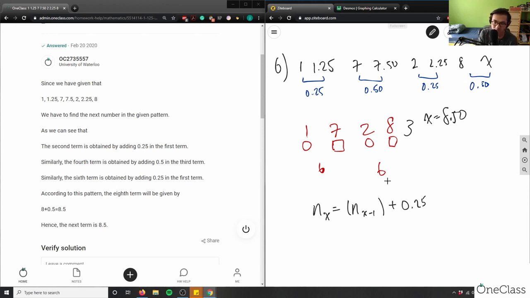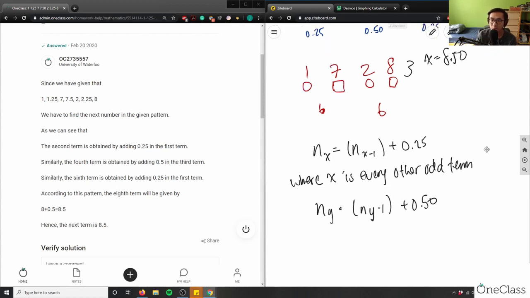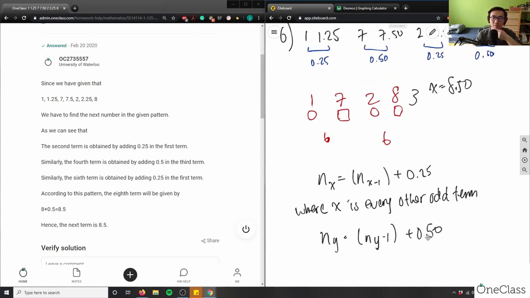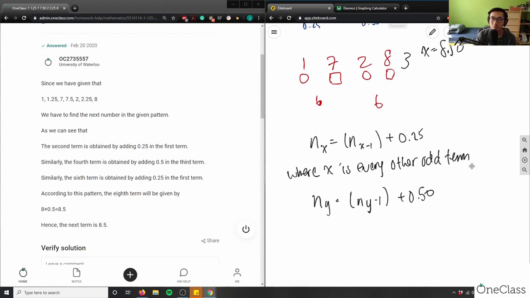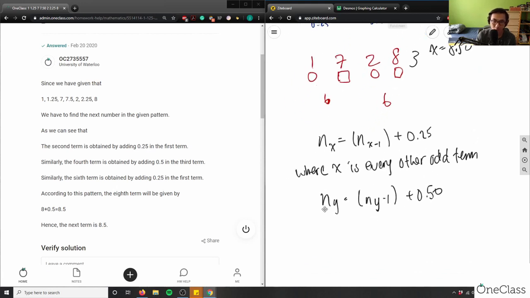So this here I have to state where x is every other odd term. And then I can write another statement that says n at y would equal n at y minus 1 plus 0.50, because that's the difference between here and here, right? This here would equal the previous value, which is this one, plus 0.50. This is for every, in this case, it would be at the third term and at the seventh term, and so on and so forth. So this one would also be where y is every other odd term.